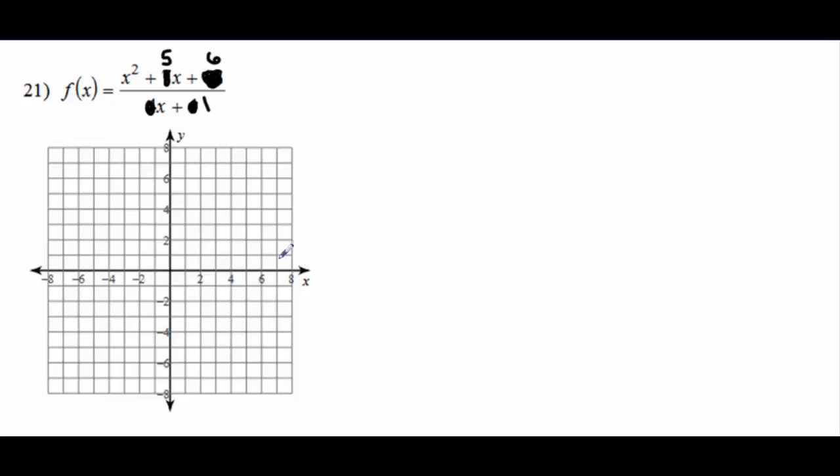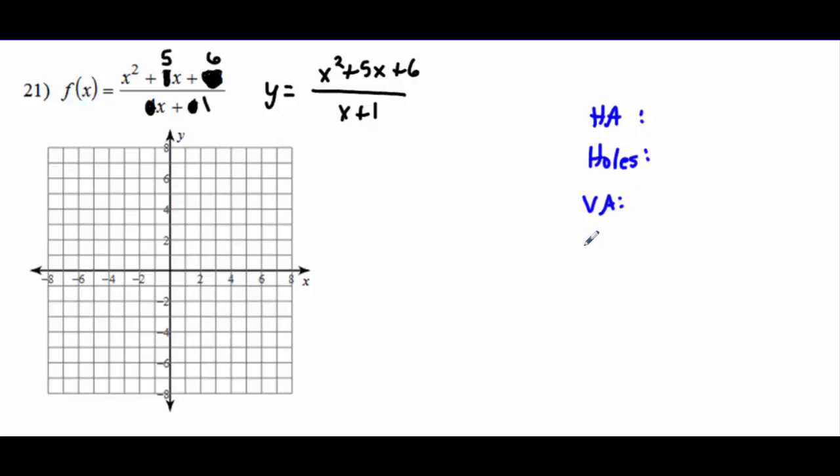Number 21, the problem that I had on the review I didn't like, so I changed it, and so this looks terrible. The problem is x squared plus 5x plus 6 over x plus 1. We're doing the same thing as on 20. We want to figure out horizontal asymptote, holes, vertical asymptote, and zeros, which are also known as x-intercepts.